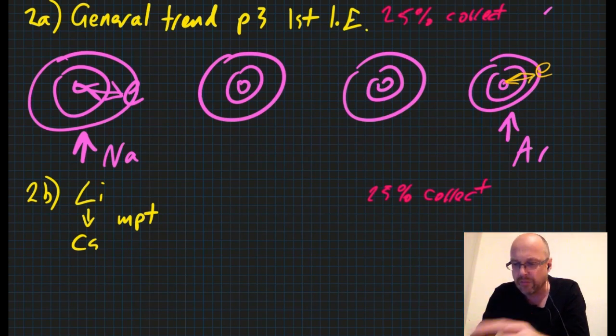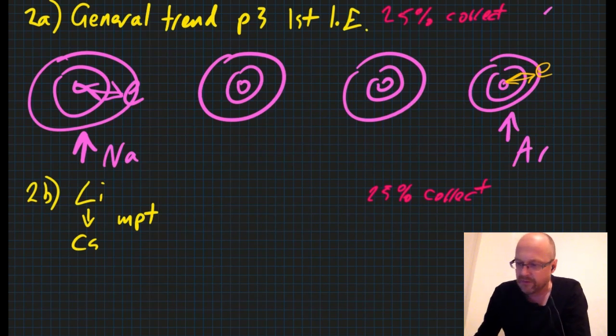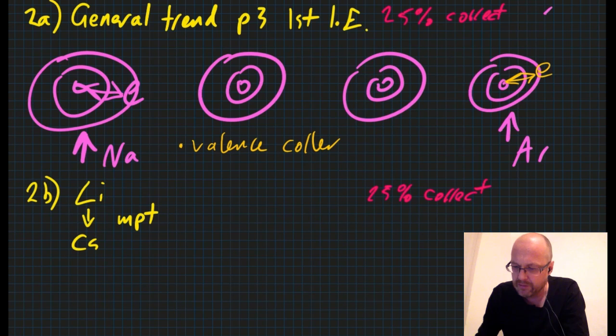So how are we going to get 2 points there? Explain for the general increasing trend. So the valence electron is closer to the pull of the nucleus in argon. Closer to the pull of the nucleus. Normally you have to say the pull of the nucleus.